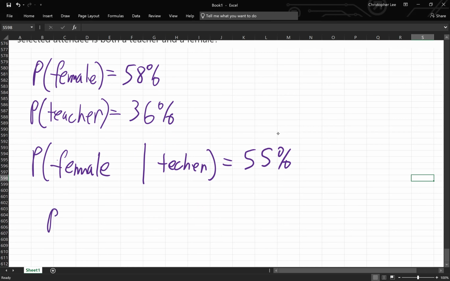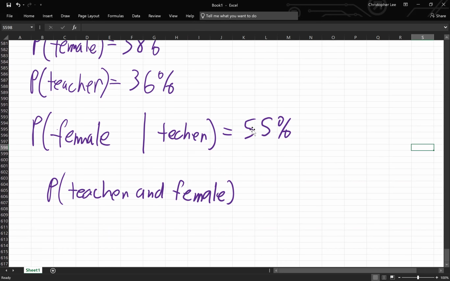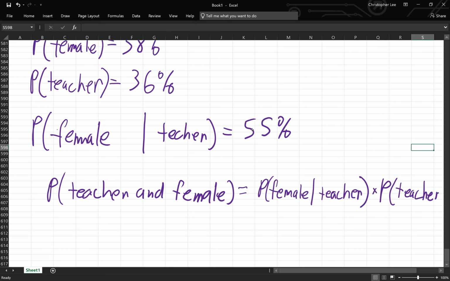They want to know what's the probability of teacher and female, right? I'm just copying from the last line right here. Let me highlight that. That being said, the probability of teacher and female is going to be what? It's going to be the probability of female given teacher times what? Times the probability of teacher. Good. Does everybody agree? Yeah. All right.